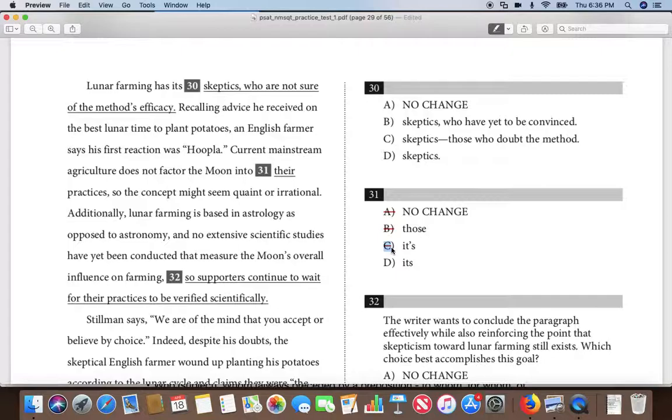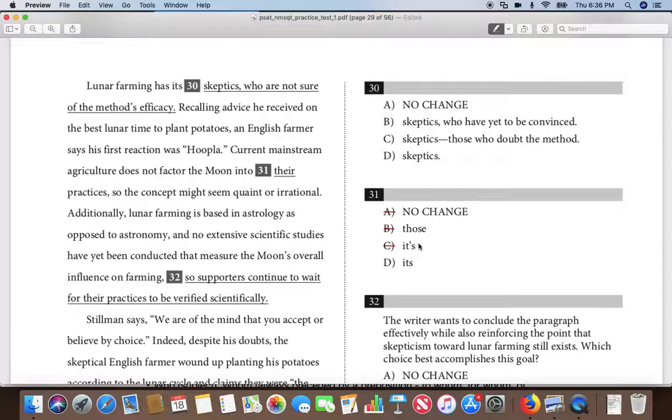Yeah. Plug it in. If you're tempted by C, and some students will be, because they're like, oh, apostrophe, possessive, and I need a possessive here, and that's as far as they get. Remember, change its, there, and your into the two words. Plug it in with its changed into the two words, it is. So it would be current mainstream agriculture does not factor the moon into it is practices. Yeah, it's messy.